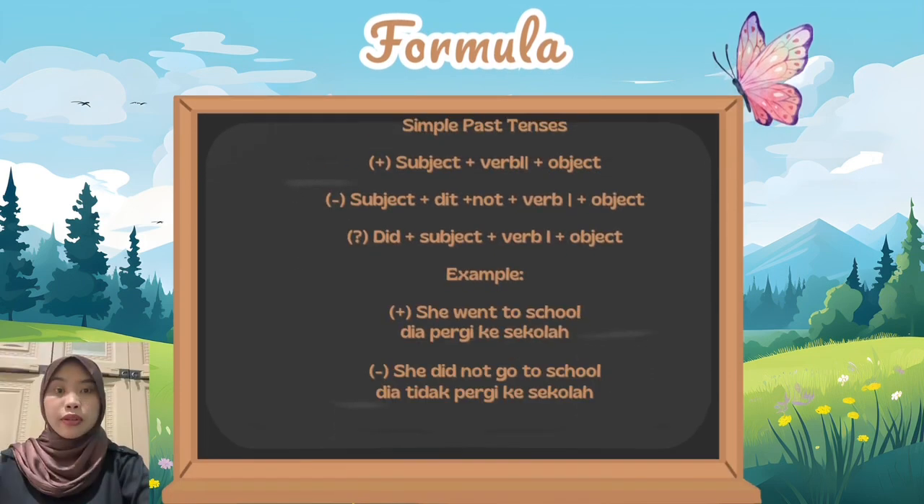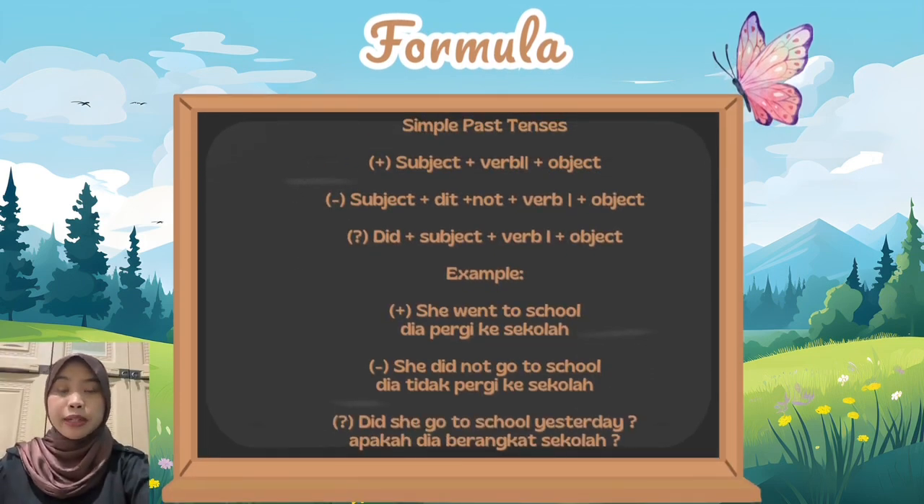Now, let's look at the formula of the simple past tense. This slide shows you how to build 3 types of sentence: positive, negative, and interrogative. First, for positive sentences, we use this pattern: subject plus verb 2 plus object. For example, she went to school. In Indonesian, dia pergi ke sekolah. Here, went is the past form of go.